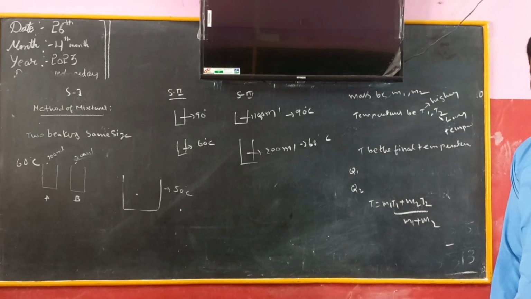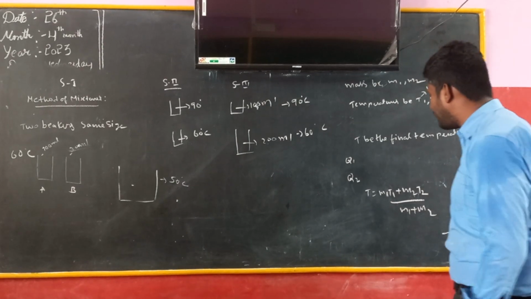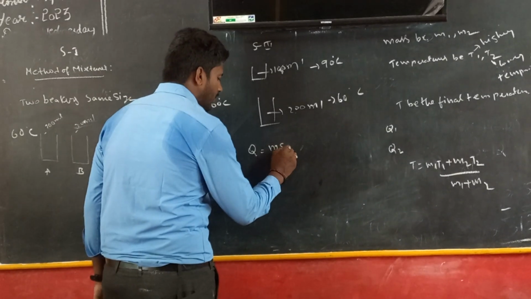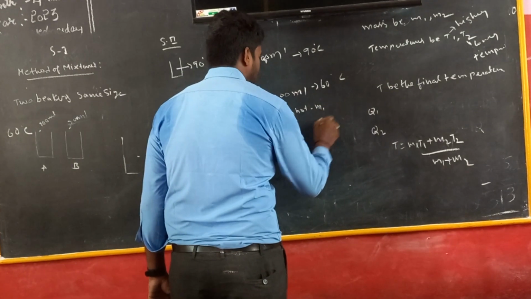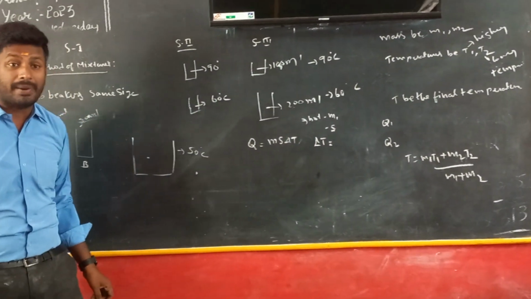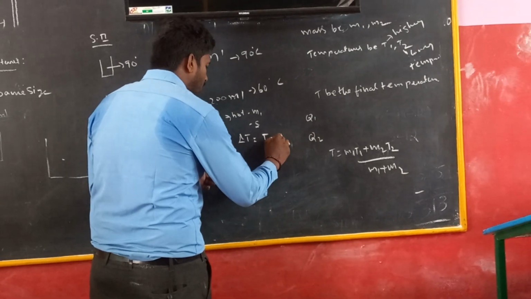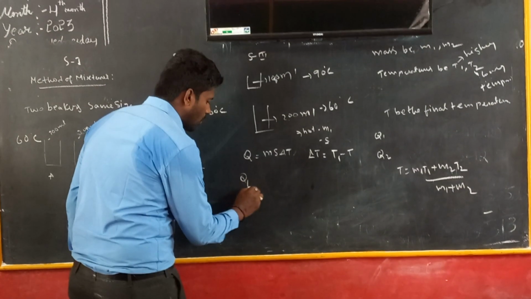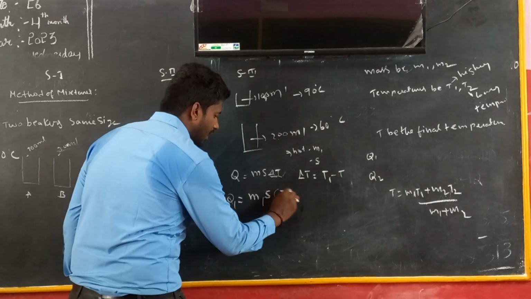Let the masses be M1 and M2, and the temperatures be T1 and T2. T is the final temperature. Now let us calculate the heat. The formula for heat is Q equals m s delta T. For the hotter body, mass is M1 and specific heat is S. What is the highest temperature? T1 is the highest temperature, so T1 minus the final temperature T. So Q1 equals M1 S times delta T, which is T1 minus T.